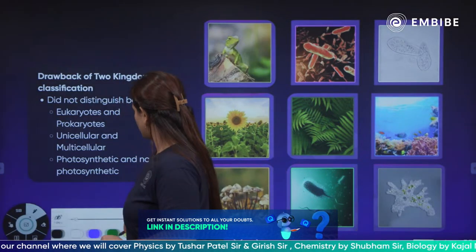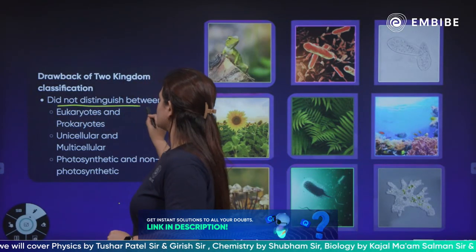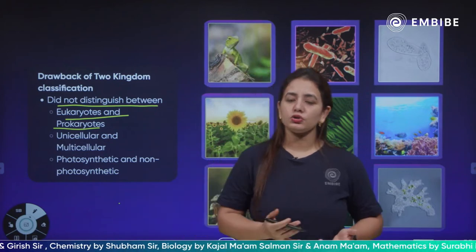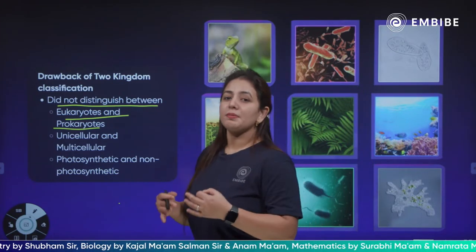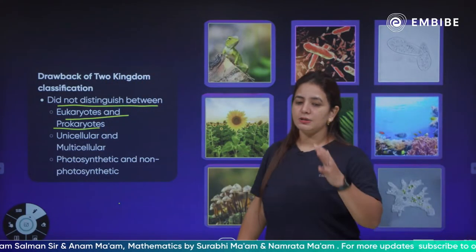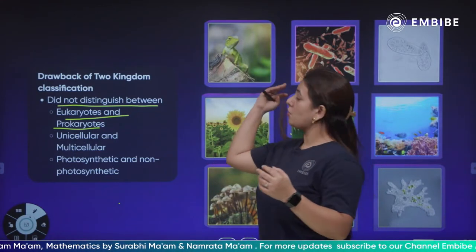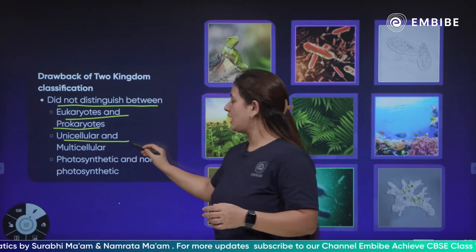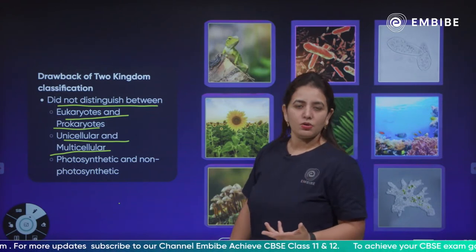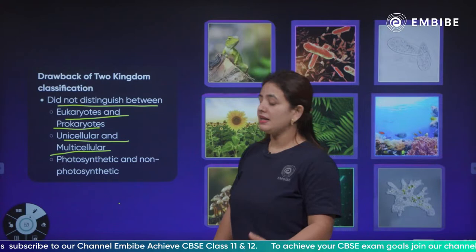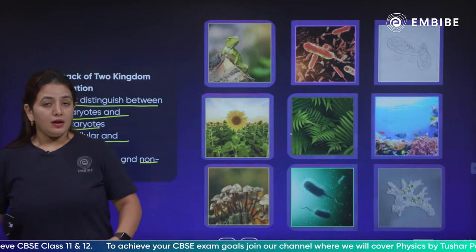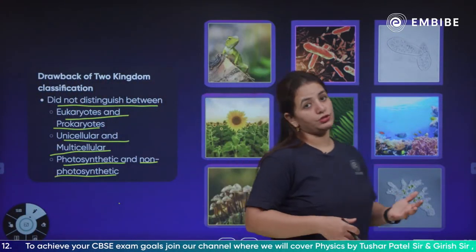If I talk about the drawbacks, it did not distinguish between the eukaryotes and the prokaryotes. Eukaryotes and prokaryotes, you have gone through this. The prokaryotes have a very primitive nucleus, eukaryotes an advanced nucleus. I'm not going to talk about them in detail, but you know about eukaryotes and prokaryotes. Next, unicellular and multicellular organisms. Unicellular, single cell, multicellular, more than one cell, a group of cells creating an organism. Next, photosynthetic and non-photosynthetic. There are certain plants which do photosynthesis, and some which do not.